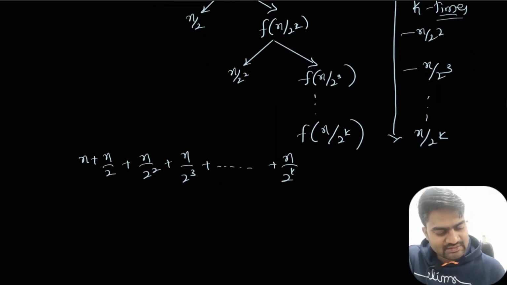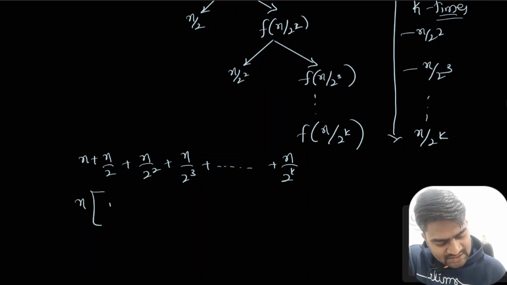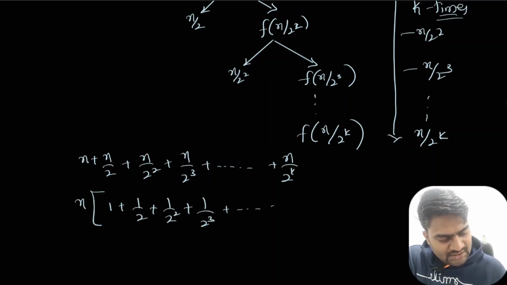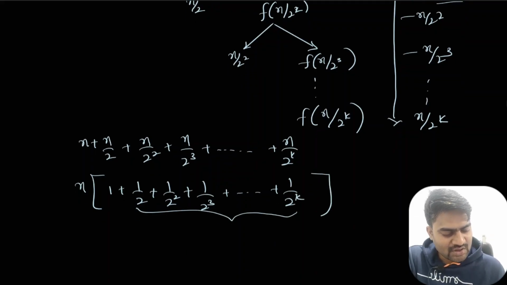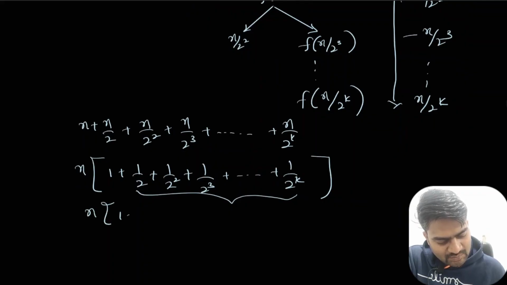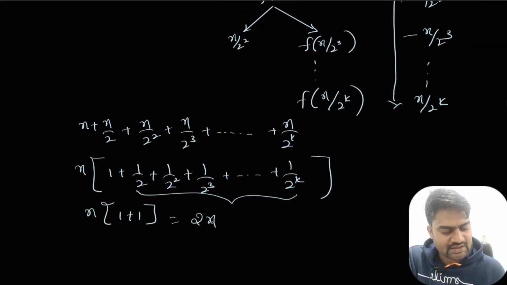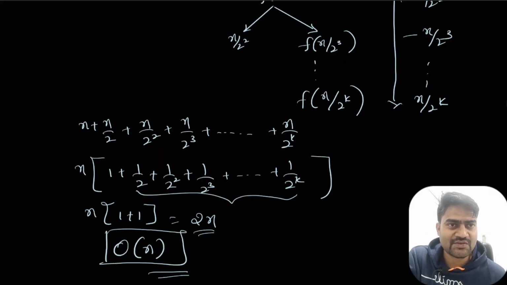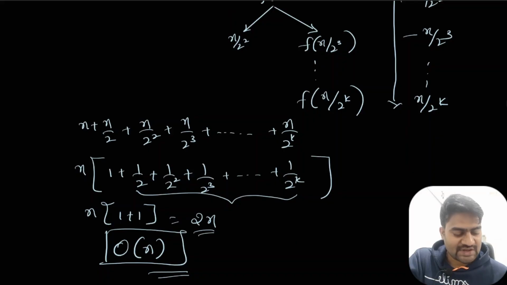Correct, right? Now this is somewhat similar to what we got during the back substitution method. So now let us take n common, then it becomes 1 by 2, 1 by 2 square, 1 by 2 cube, and so on till 1 by 2 to the power k. We already know this term is equivalent to 1. That's when it becomes 1 plus 1, that is equal to 2n. So it is of order n. So this is how we get the order of this particular recursive function.